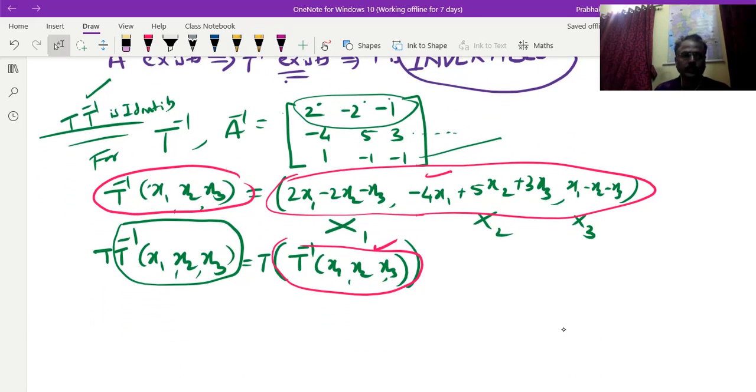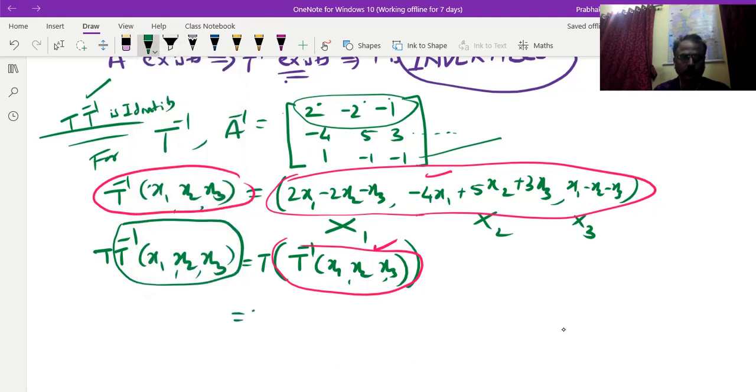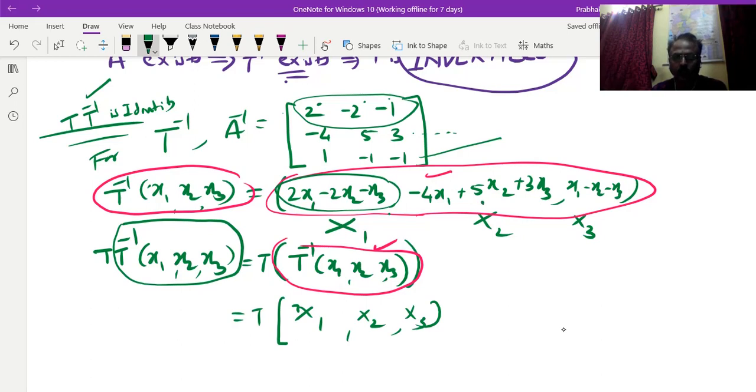So capital T as it is, and instead of the marked thing, I am writing this marked thing, which is 2 times x1, and so on. That means instead of this, I am writing x1. Instead of this, I am writing x2. Instead of this, I am writing x3. Now, you know the meaning of T. The meaning of T is here.